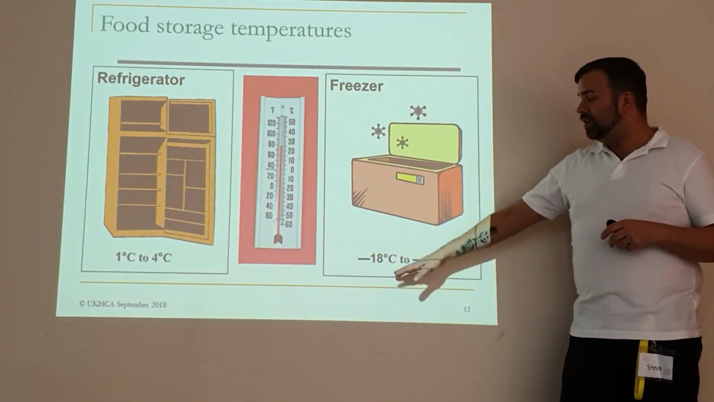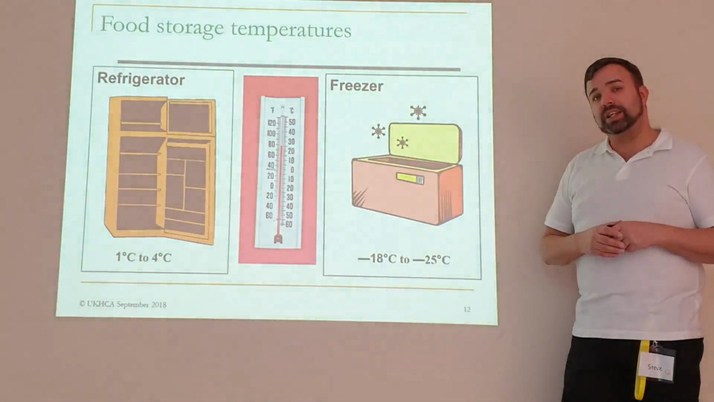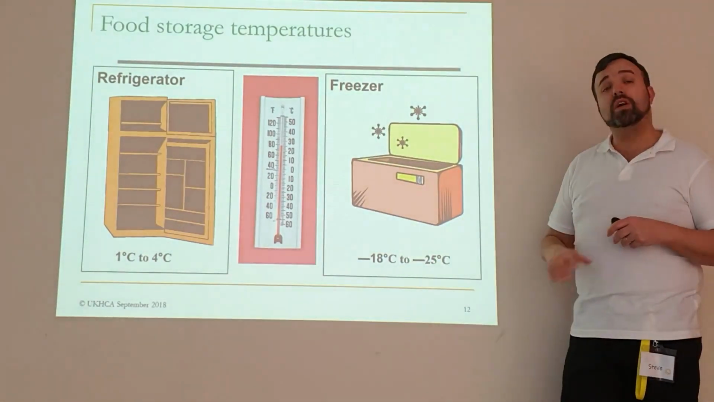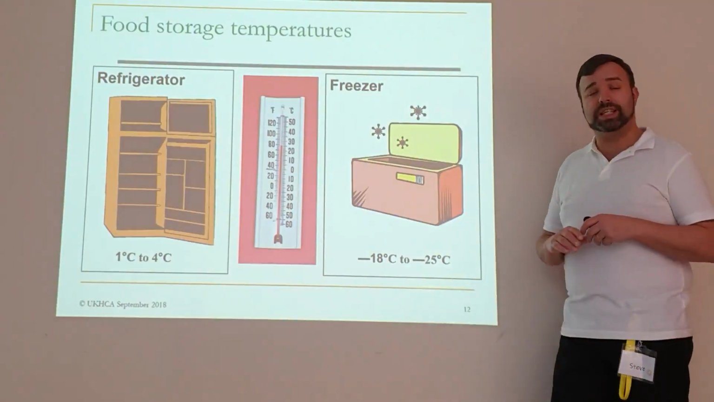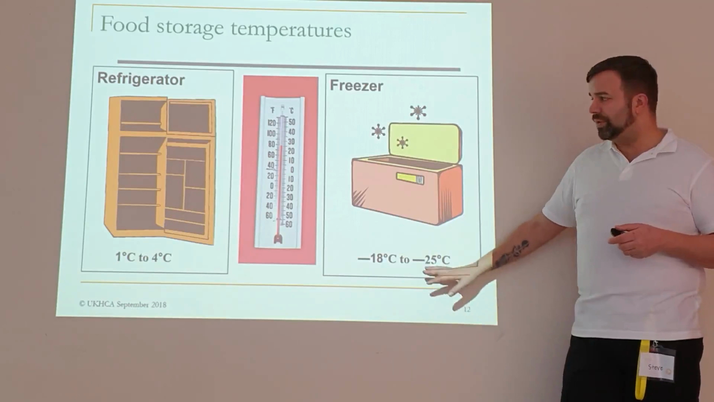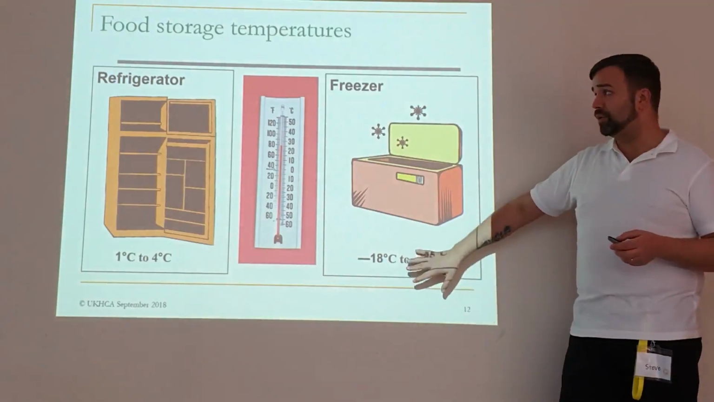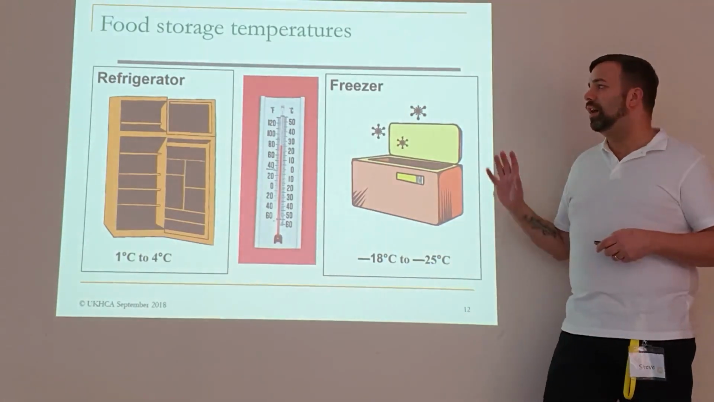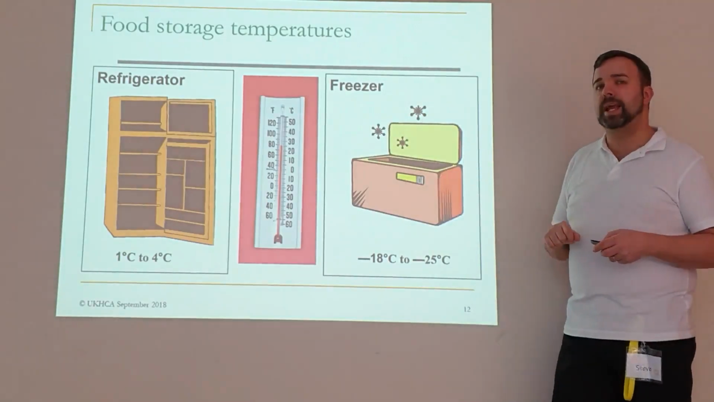To the freezer, it should be below minus 18 to minus 25, and again, we know when bacteria is at this level, it remains very much dormant, so it's fast asleep. So it's important to realise temperatures must be maintained.